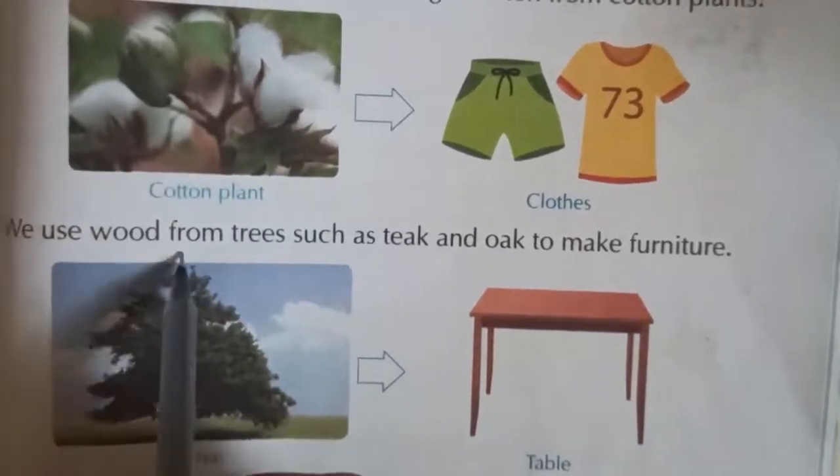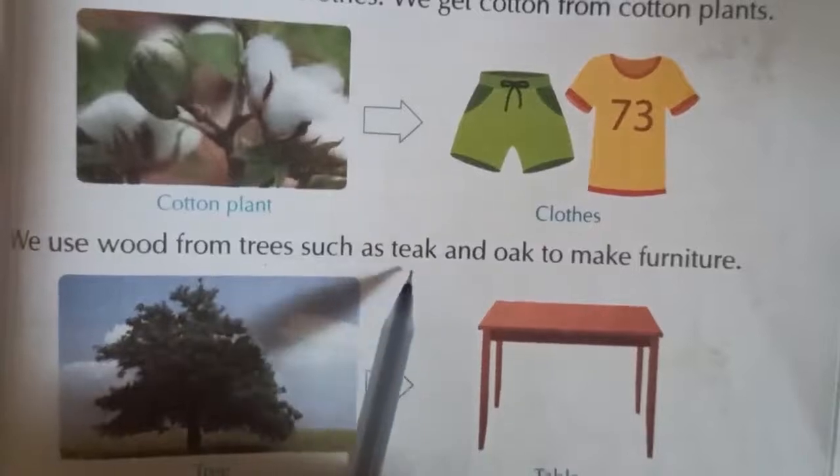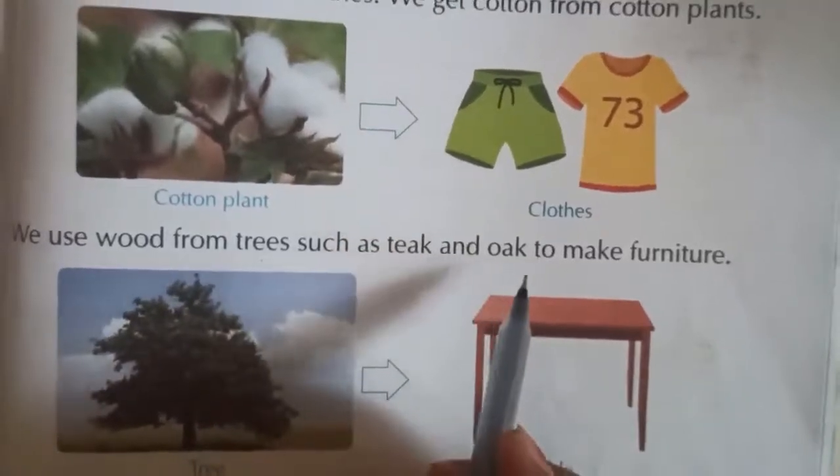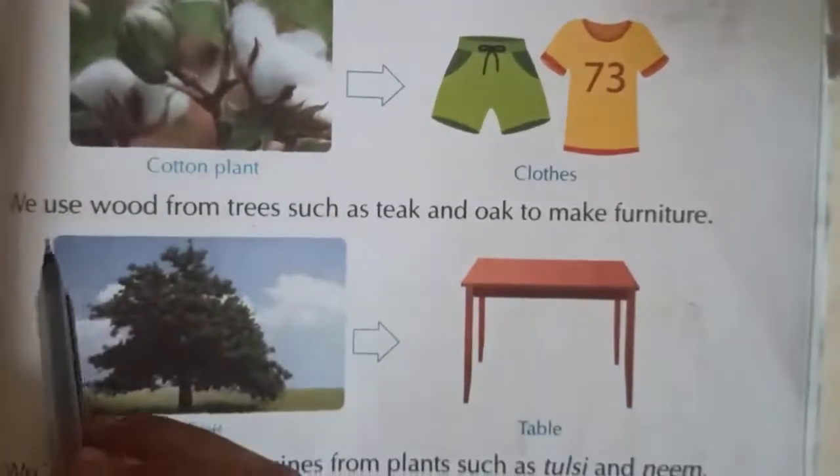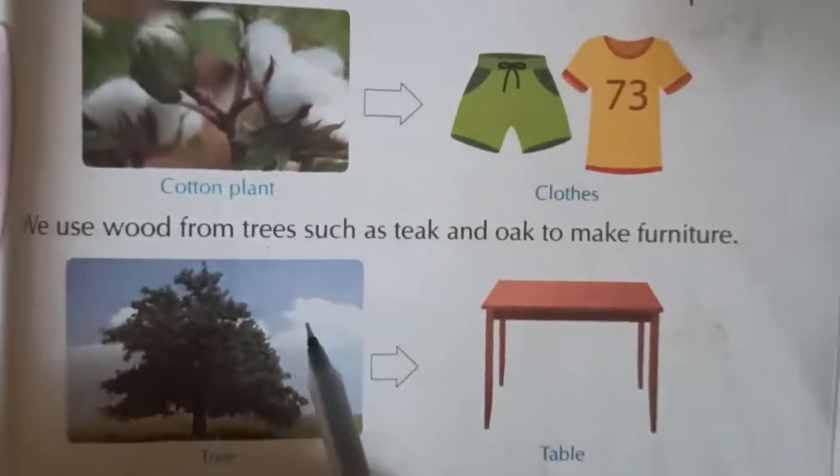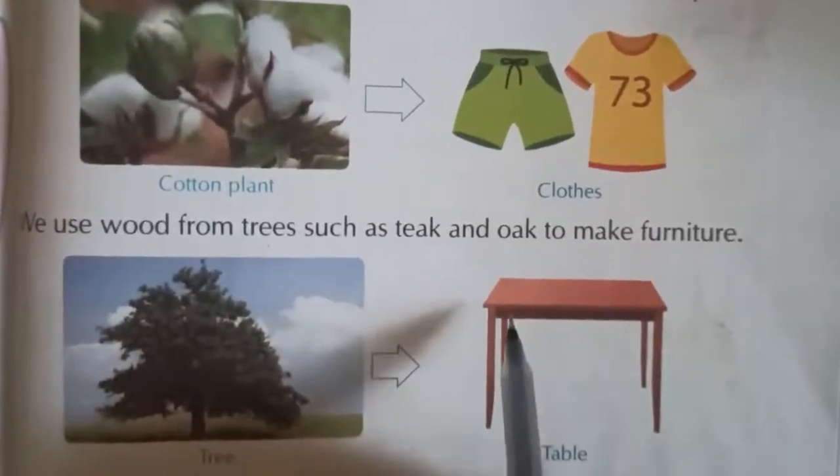Next, we use wood from trees such as teak and oak to make furniture. So plants also provide us wood which is helpful to make our furniture.